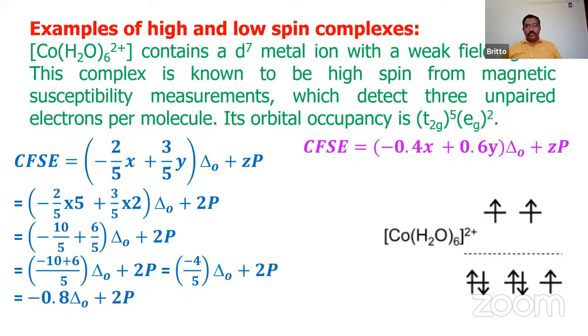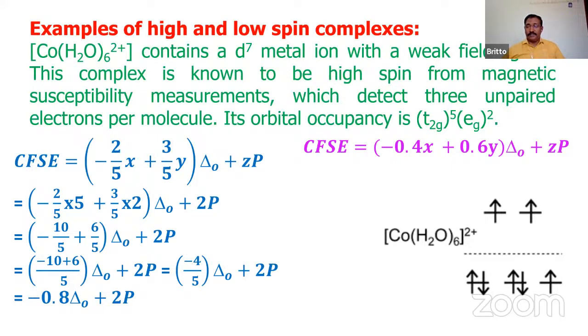Cobalt has atomic number 27, so the configuration is 4s2 3d7. We remove the 2 electrons from 4s, so you get the d7 configuration. Now H2O is a weak ligand. Remember that.